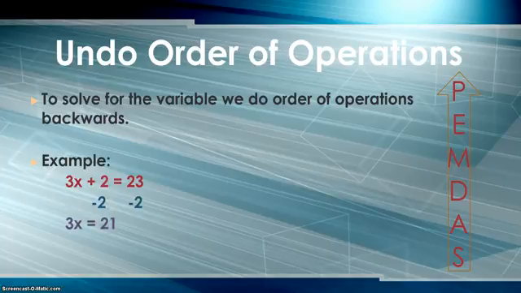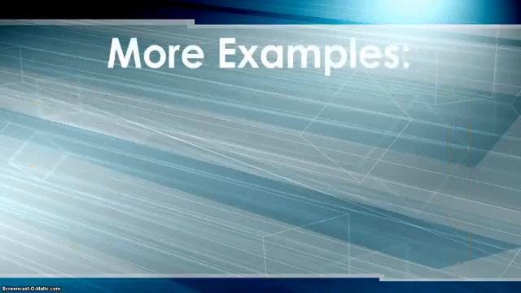So then 3x, a number next to a letter always means multiplication. So the opposite of multiplication would be division. So to undo that, we're going to divide both sides by 3. Here we don't change signs. So 21 divided by 3 is 7, and x will be equal to 7. So let's look at another example.